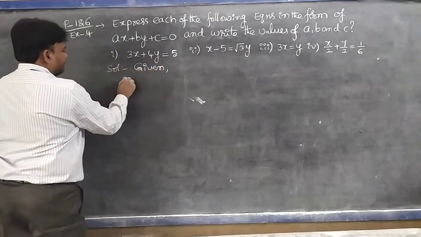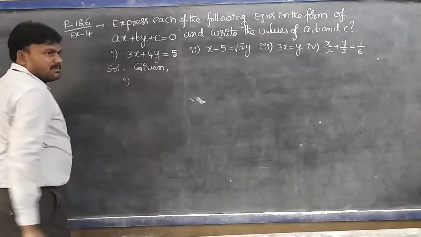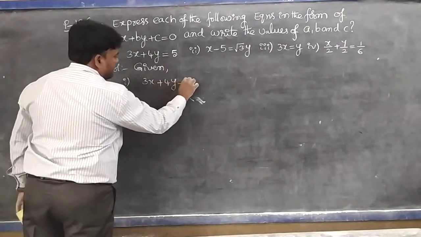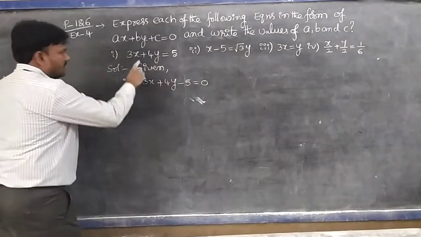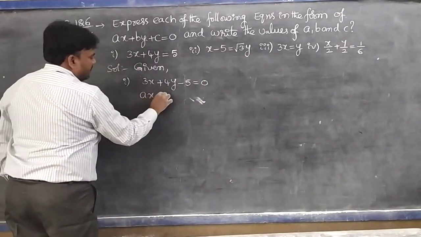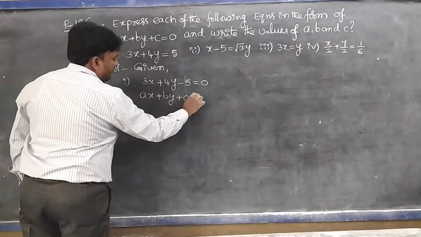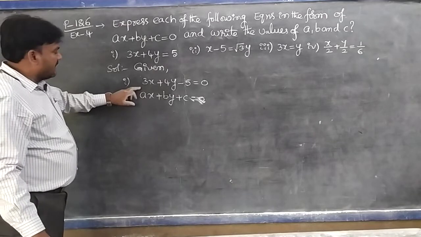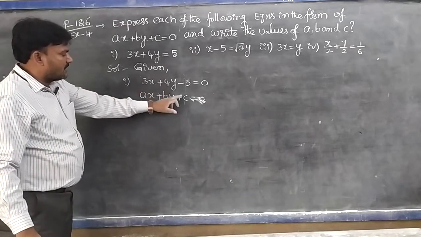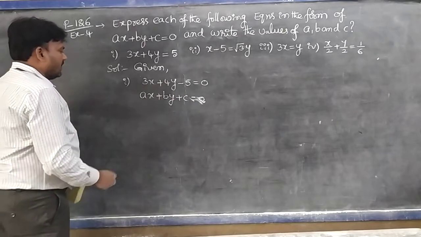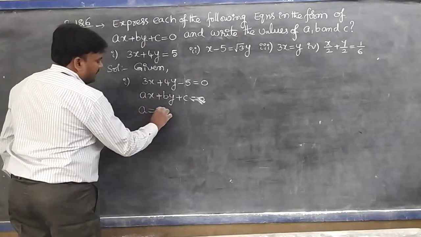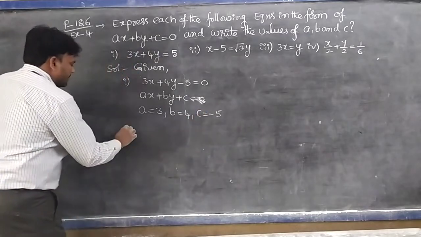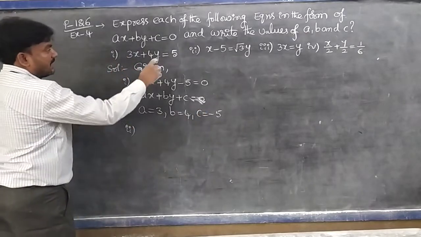So number 1. Plus 5 transferred to the left side becomes minus. So that is 3x plus 4y minus 5 equal to 0. So this is in the form of ax plus by plus c equal to 0, students. Here, comparison: a value is 3, b value 4, c value minus 5. Then a equal to 3, b equal to 4 and c equal to minus 5.